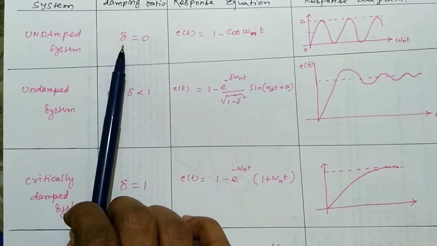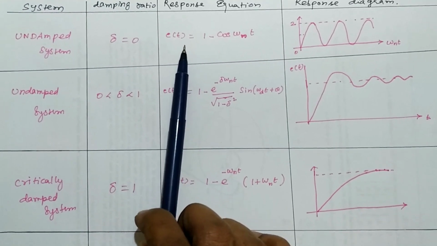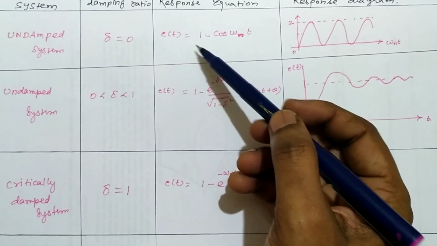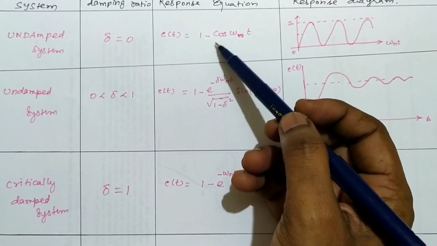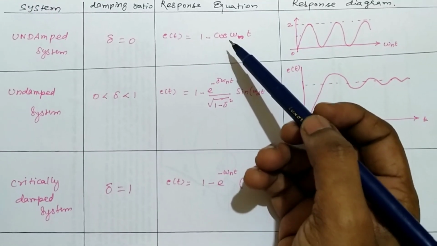Now here, when the delta value is 0, that system is called an undamped system, whose response equation, the output equation C of t, is equal to this one. So we should memorize this for doing the problems. We should memorize this, right?